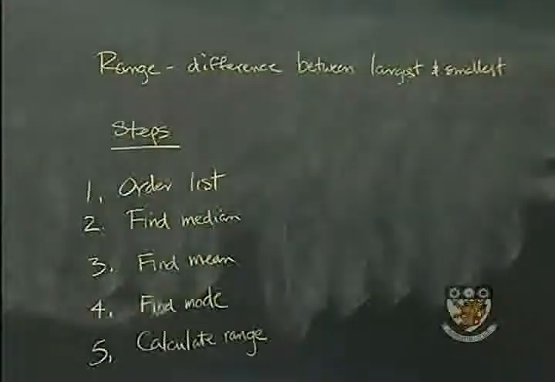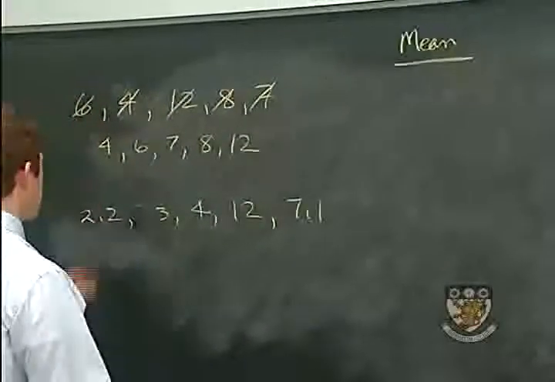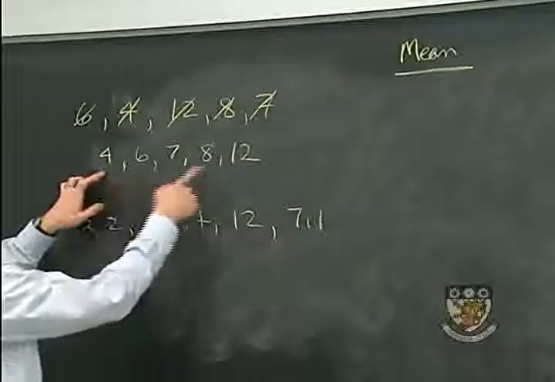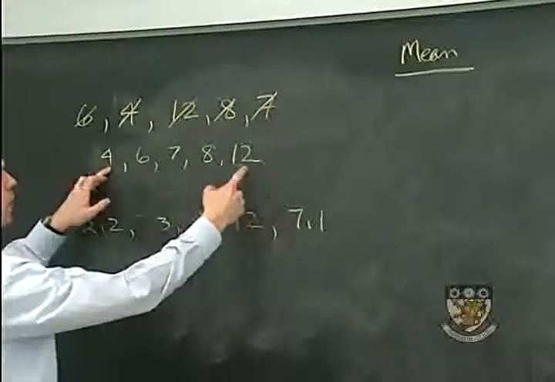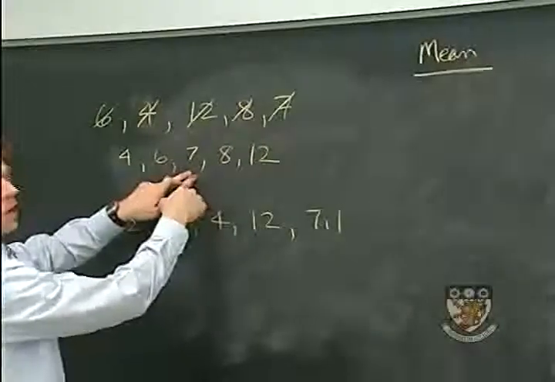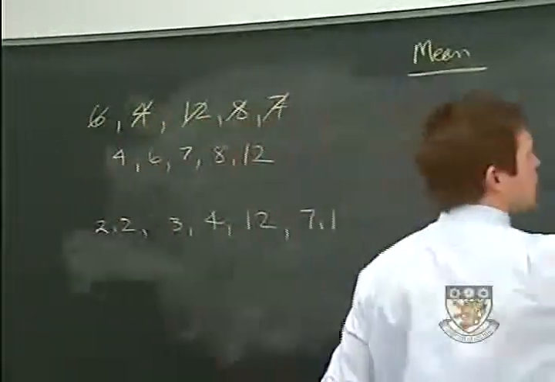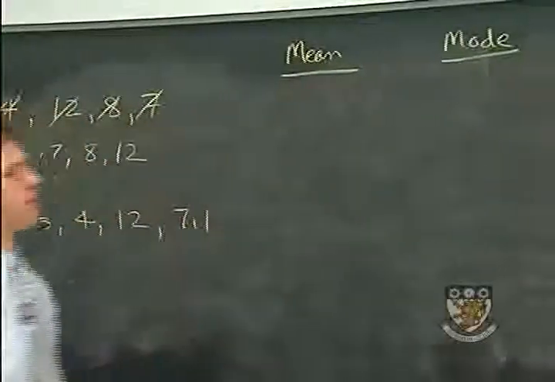Now, in our steps, I said after we order our list, find the median. The median is the exact middle. So we have 1, 2, 3, 4, 5 entries here. Start at the end and work our way to the middle. That is, right there, that number: 7 is the median. So we'll put that in the median column.